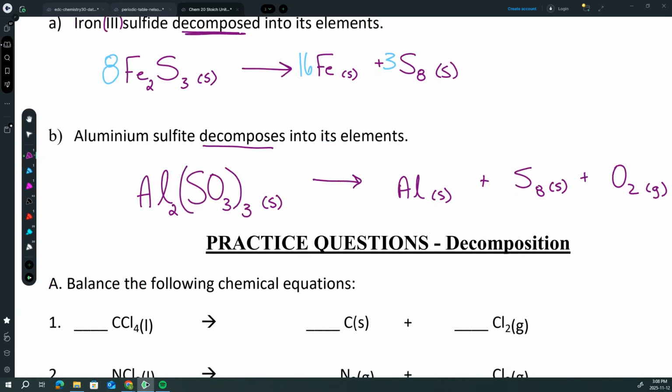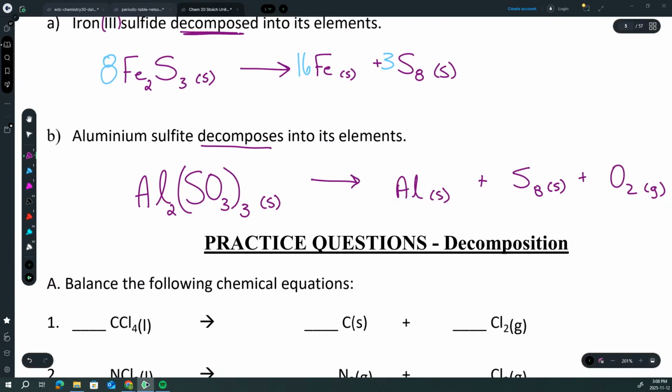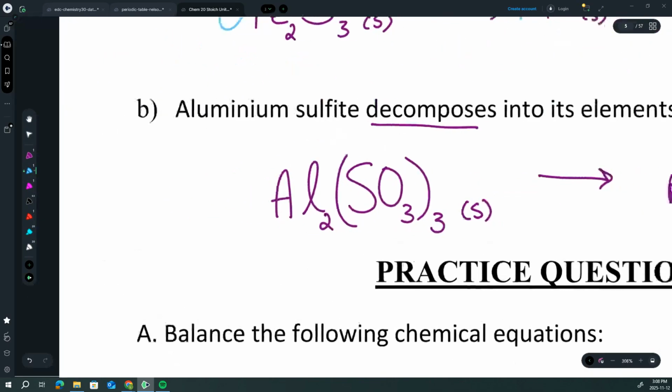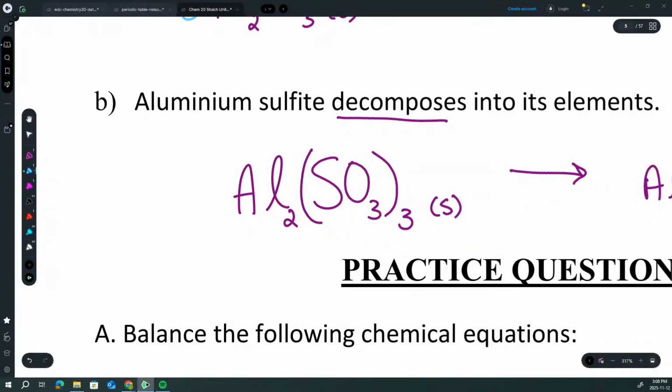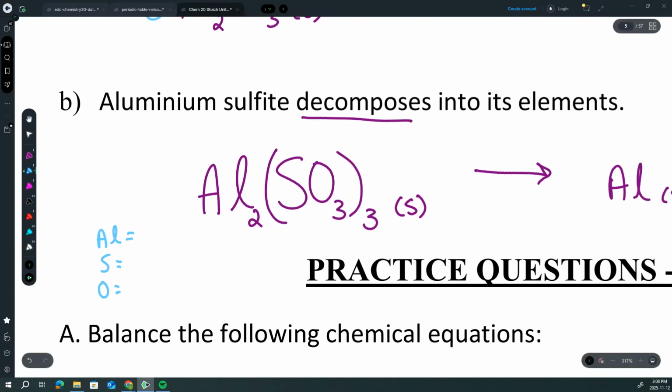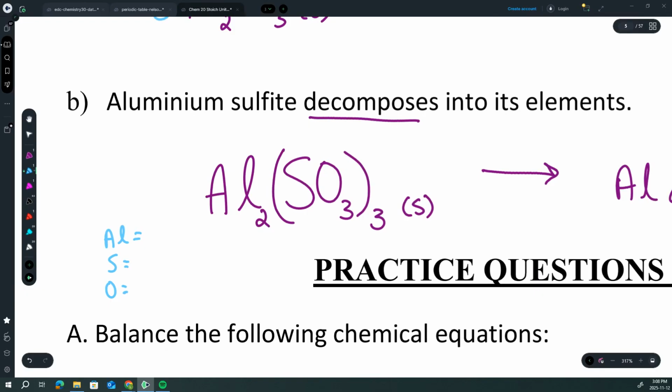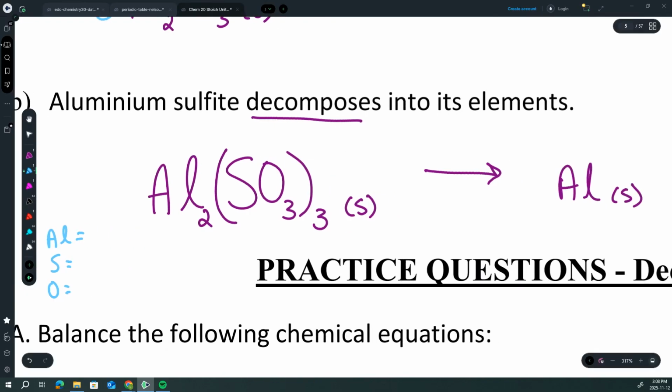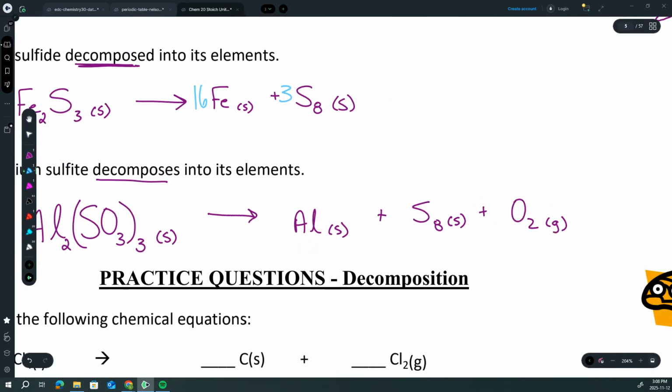With balancing this, it's getting a little bit complicated because now we have 3 elements to take care of here. Sometimes it's helpful just to write a little list of everything. So I'm making a list of what I have on my reactant side, and I'm going to make the exact same list on my product side.